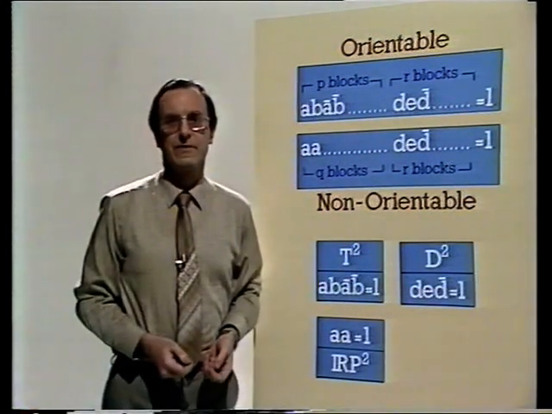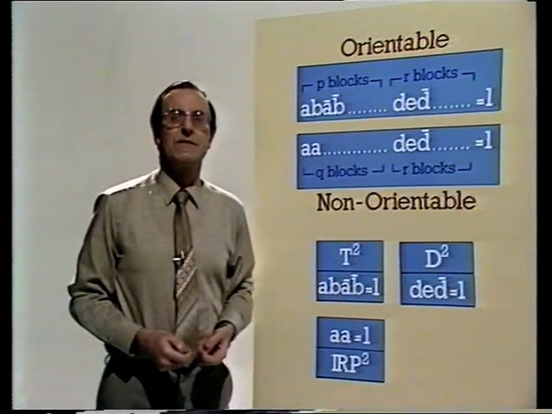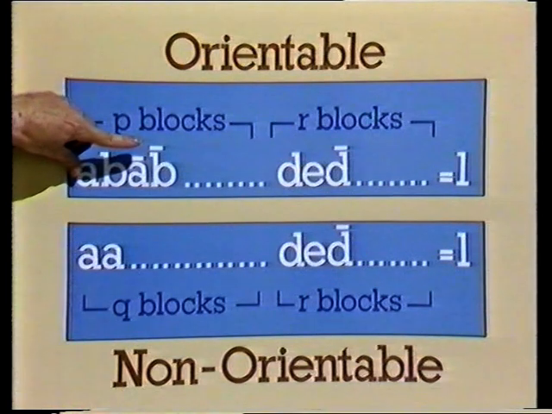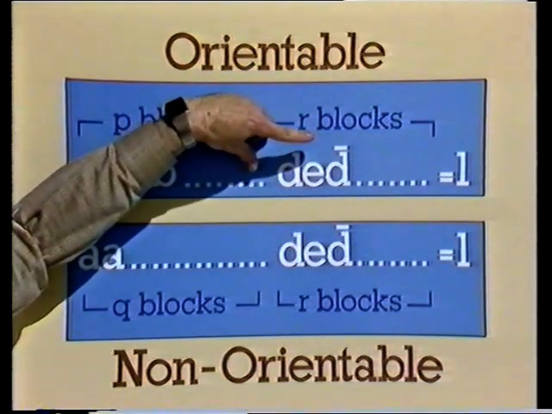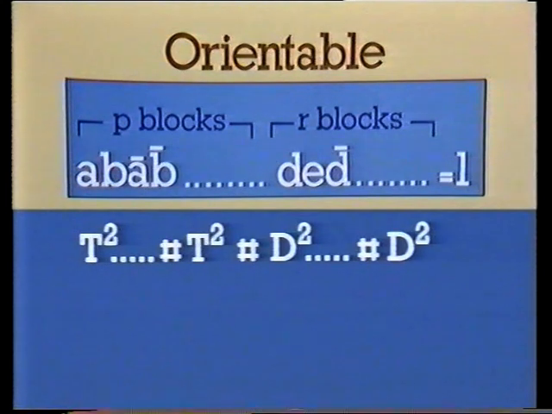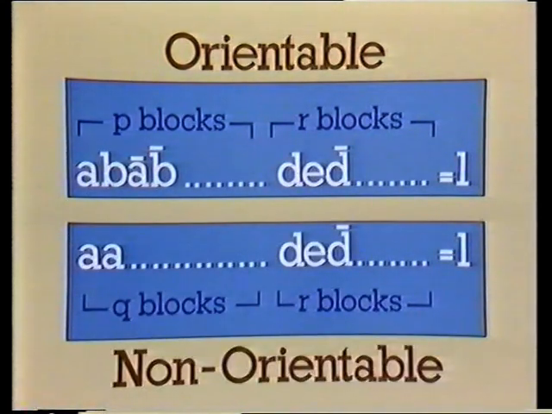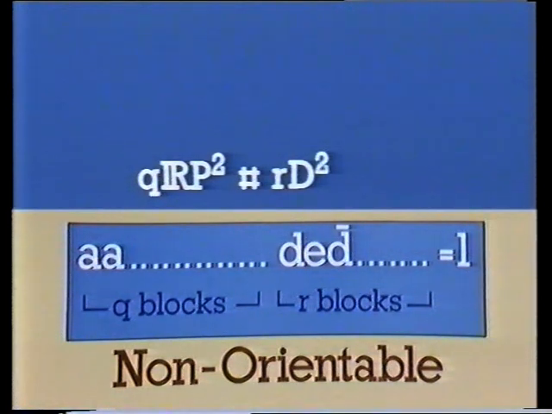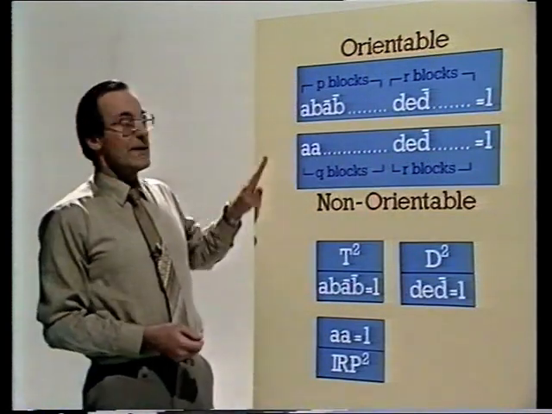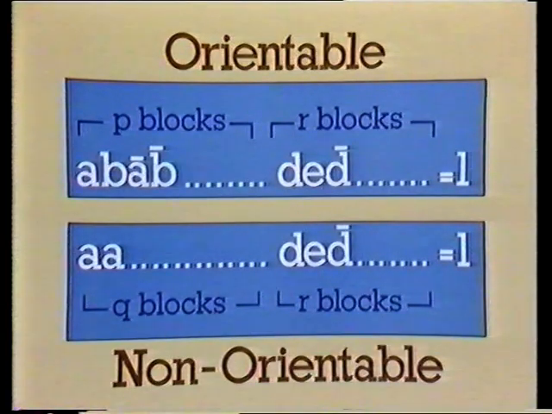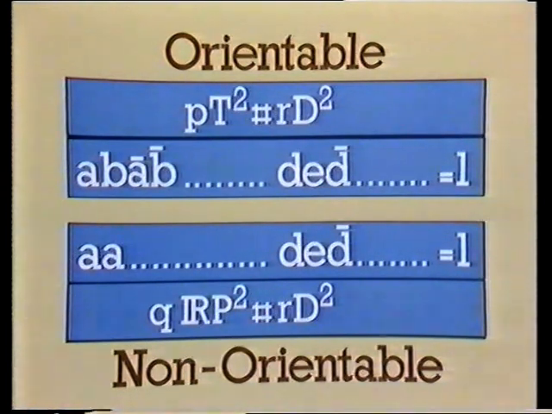So taking that as proved, we get the promised result. A surface with P blocks like this and R blocks like this is the connected sum of P toruses and R disks. We write it like this for short. Similarly, a general non-orientable surface is the connected sum of Q projective planes and R disks. So that's finally interpreted all these surfaces as connected sums. And we're now ready to do what we promised and show you what surfaces actually look like.